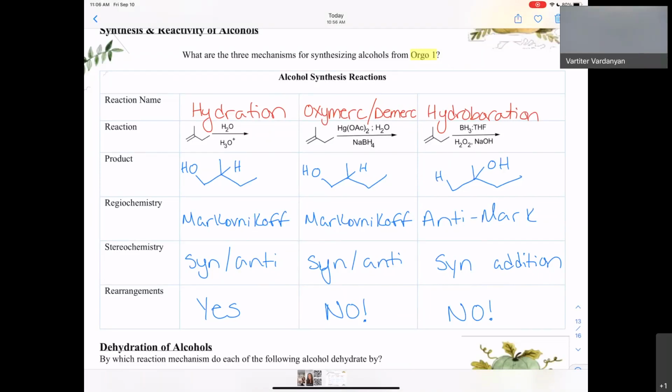For Dr. West, he says that you just need to very briefly, barely know these reactions. So know that hydration is H2O and H3O plus. And we're going to cover Markovnikov and anti-Markovnikov. Markovnikov means you're going to add your OH to the side that is most substituted.